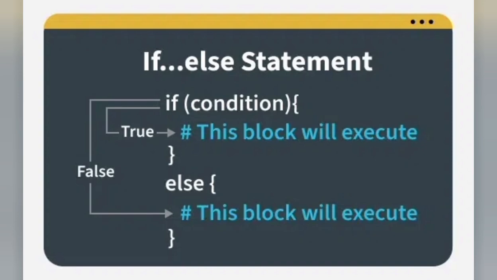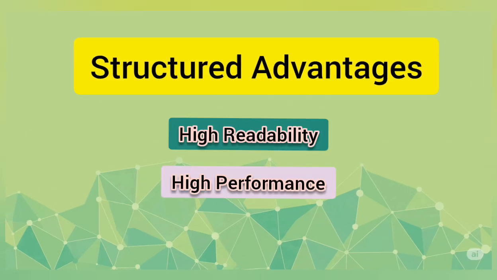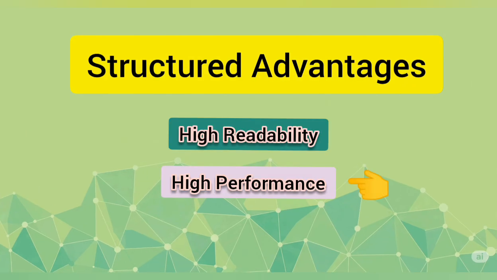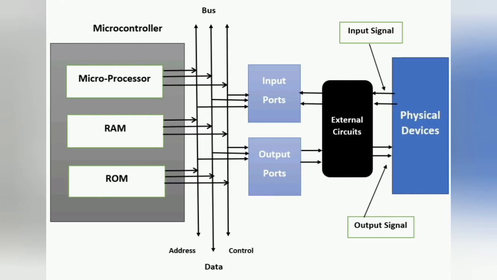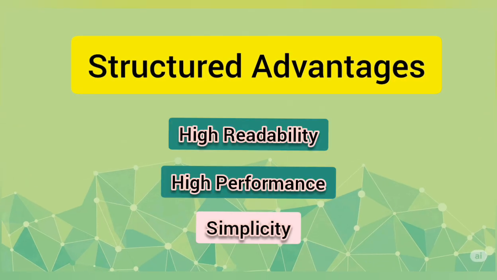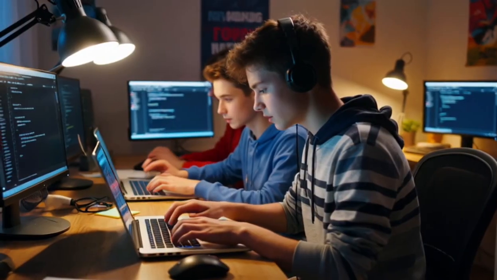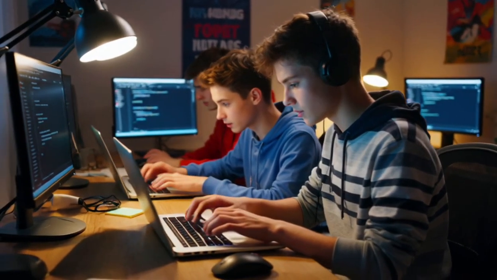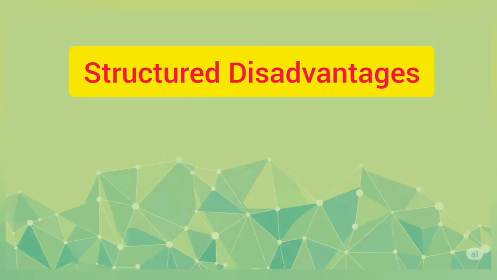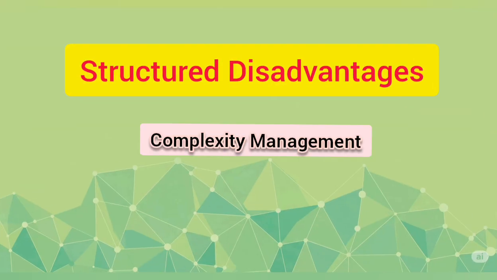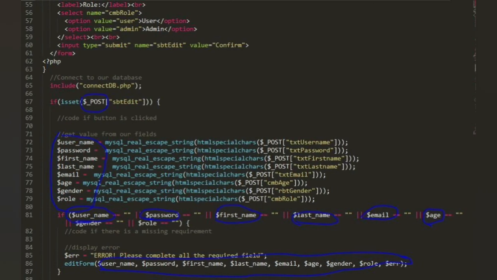Because it uses clear control structures like if, else, for, and while, the logic is easy to follow and understand. High performance. This approach has low overhead, making it ideal for programs that require high speed and minimal memory consumption, such as embedded systems or hardware drivers. Simplicity. It's generally easier for beginners to learn as it avoids complex concepts like inheritance or polymorphism.